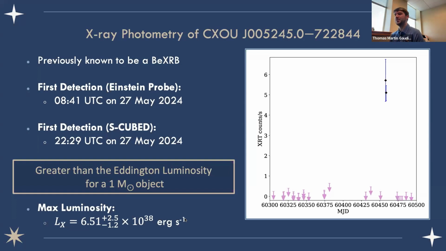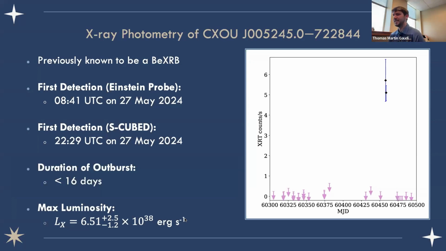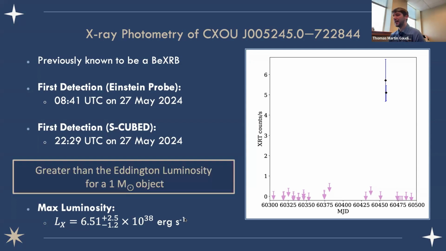Continued observations over the next few days continued to reveal nothing. We had to conclude that this source's outburst had completely faded within a period of about 16 days or less. This is an incredibly rapid X-ray outburst and leaves us sort of scratching our heads. What the heck produces an X-ray outburst that is this luminous, that decays so rapidly?